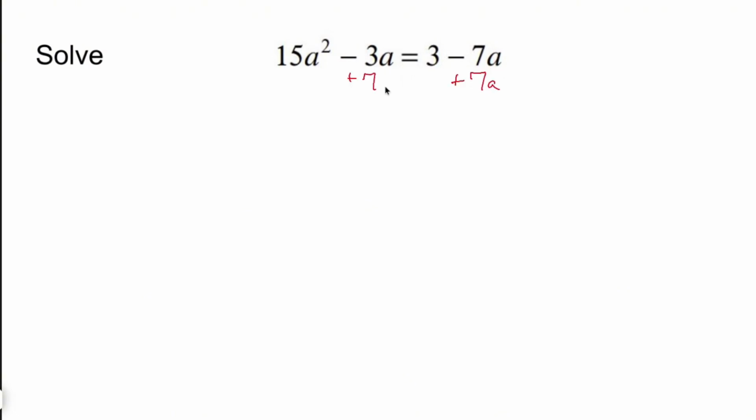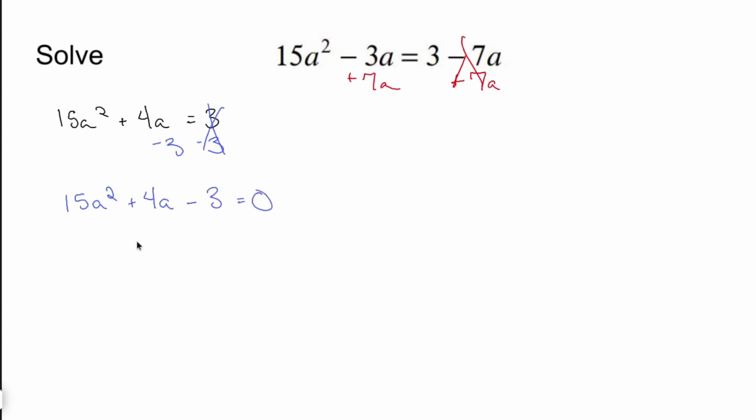Add 7a to both sides. Let's scooch all this stuff over here. 15a squared, minus, plus 4a is now equal to 3. Let's subtract 3 from both sides. Minus 3, cross out. That gets me 15a squared plus 4a minus 3 equals 0.